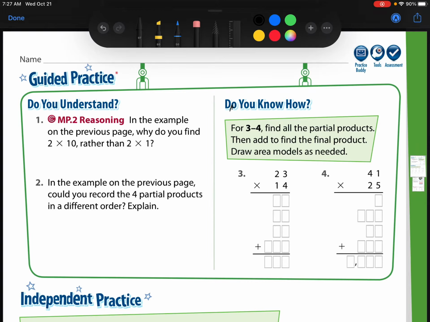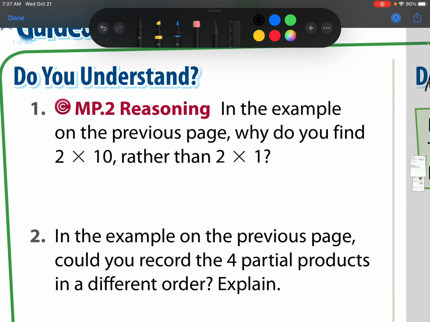So let's begin. We're on Unit 4, which is using partial products to multiply two-digit numbers. So we have this problem right here from our visual learning. It says, in the example on the previous page, why did you find 2 times 10 rather than 2 times 1? And if you remember, the problem on the previous page was 15 times 12. So it's asking, why did we find 2 times 10 instead of just doing 2 times 1?